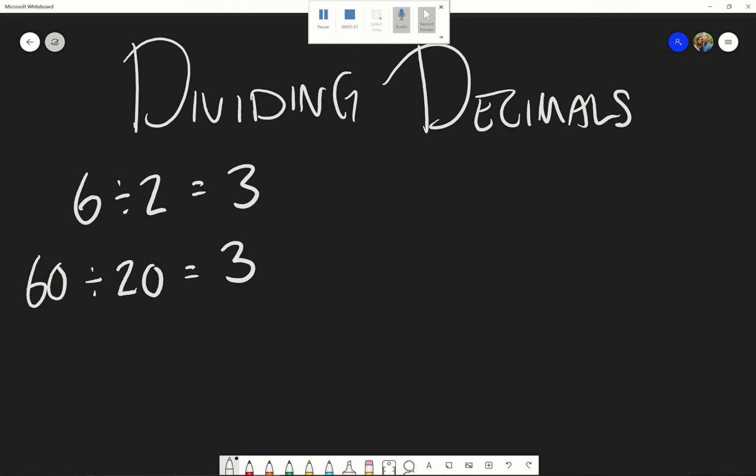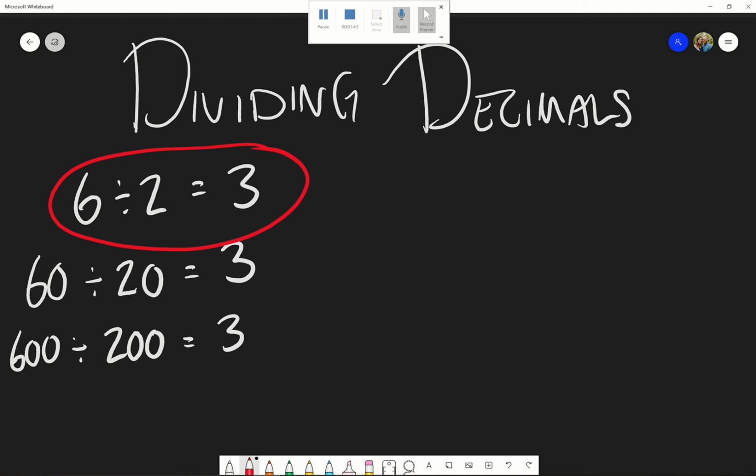If I have 60 things, I'm splitting it between 20 people, they each get 3 things. If I were to move my decimals out again and do 600 divided by 200, I would still get 3. And this works when decimals go in or out. If I were to take this original problem and move my decimals in one place and have 0.6 divided by 0.2, that would still equal 3.